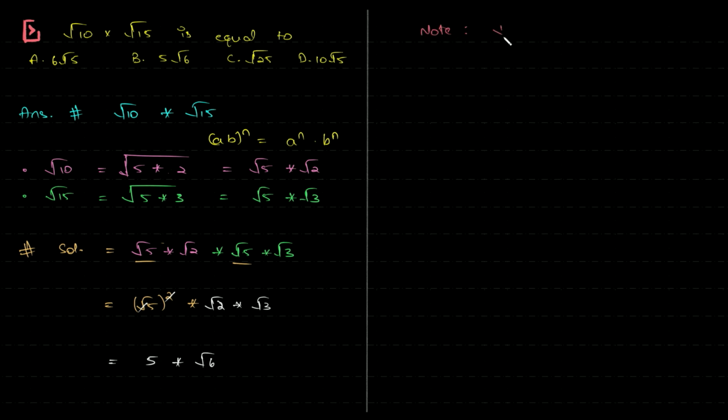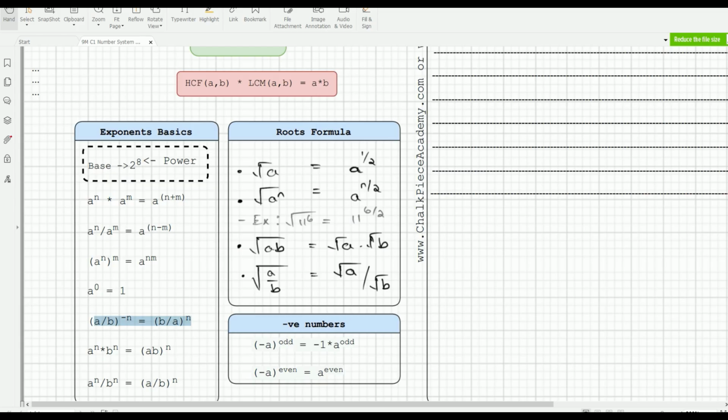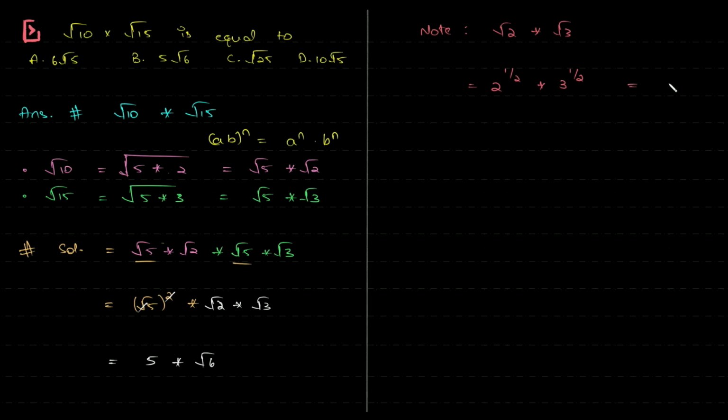One last time, root 2 into root 3 is nothing but 2 to the power of half into 3 to the power of half. So if we have two sets of numbers with the same power, what can we do with the base? We can multiply the bases and raise it to the same power. So that's why we ended up with 2 into 3, which is 6, raised to the same power, that is half. And so we ended up with this. So the answer is option B.